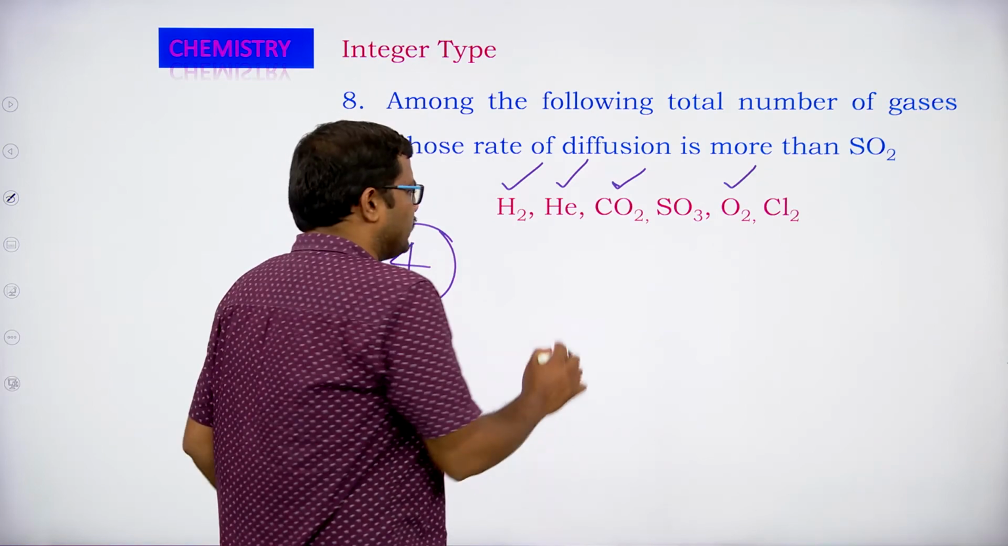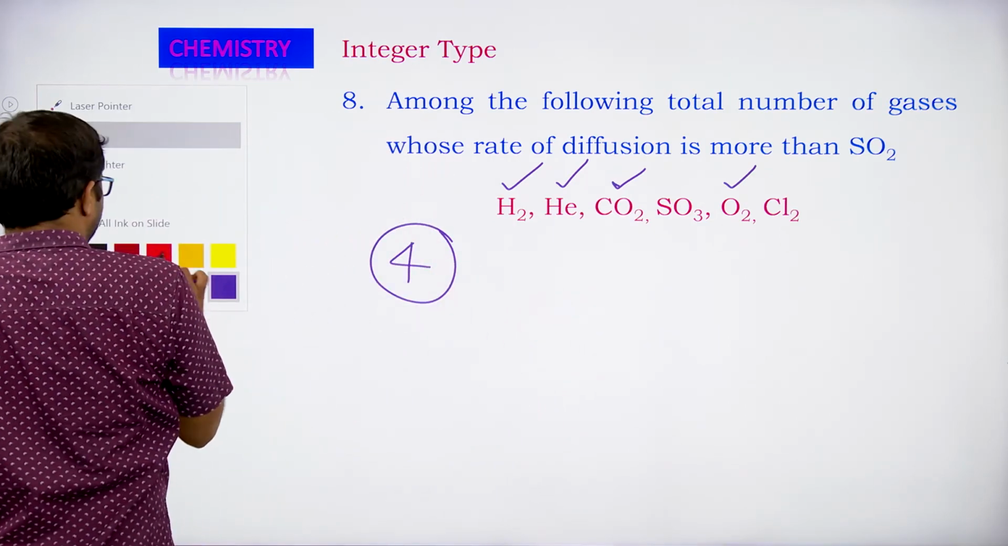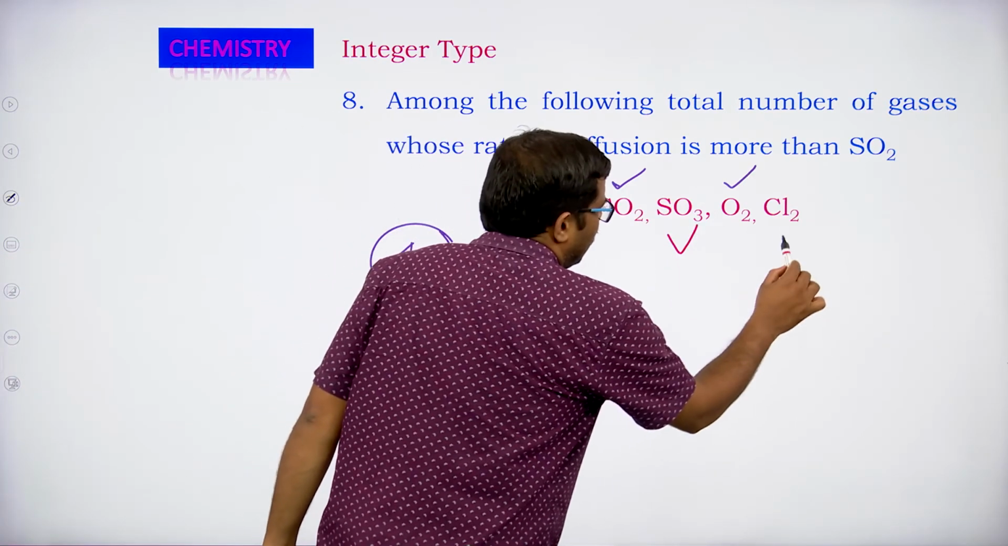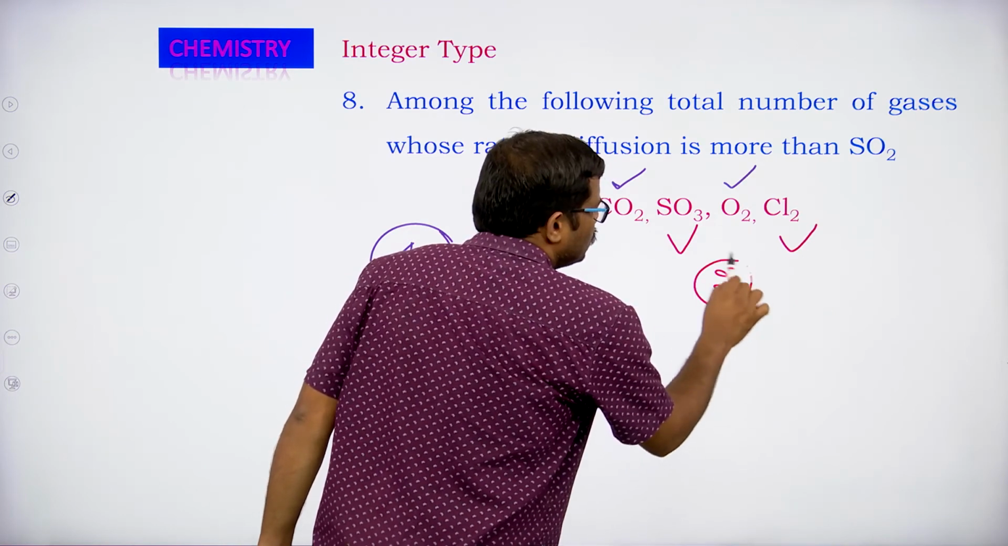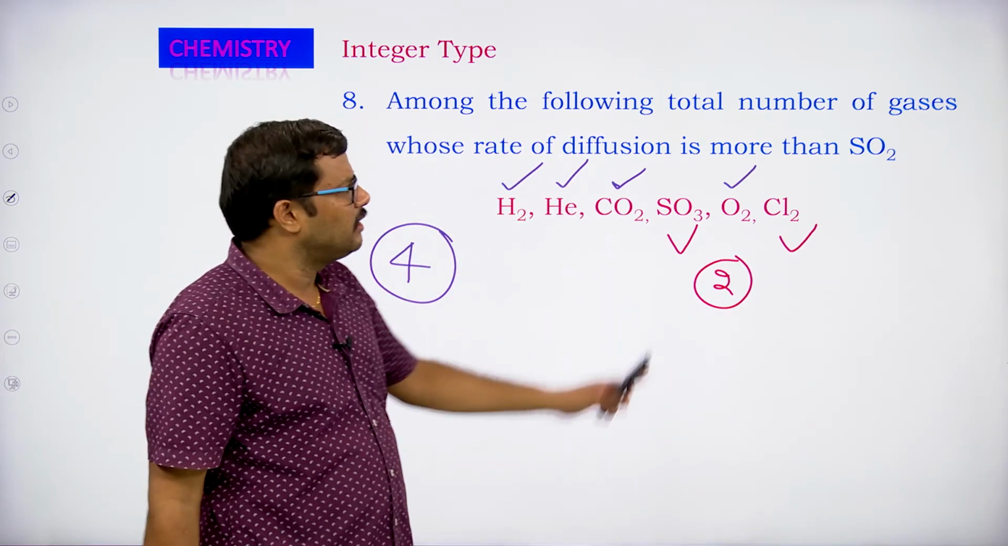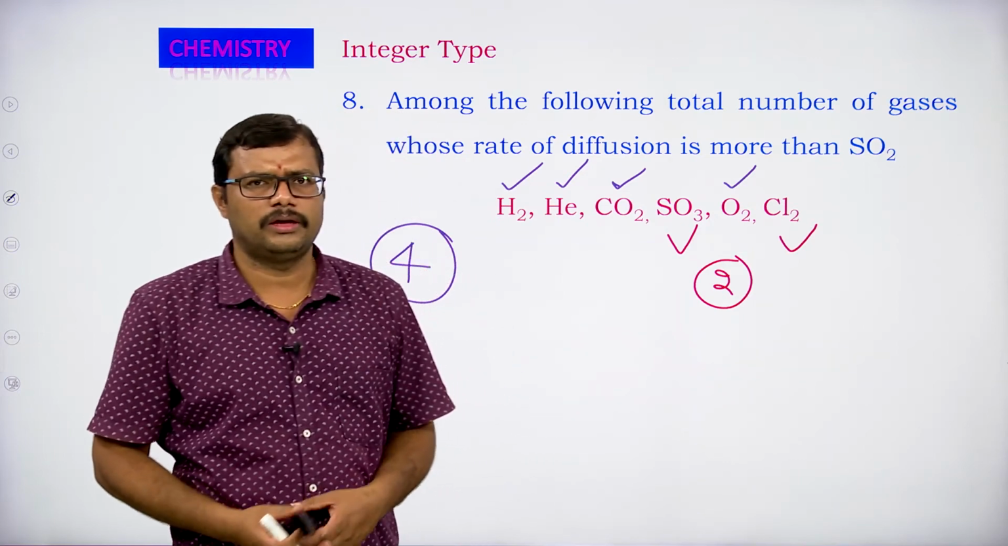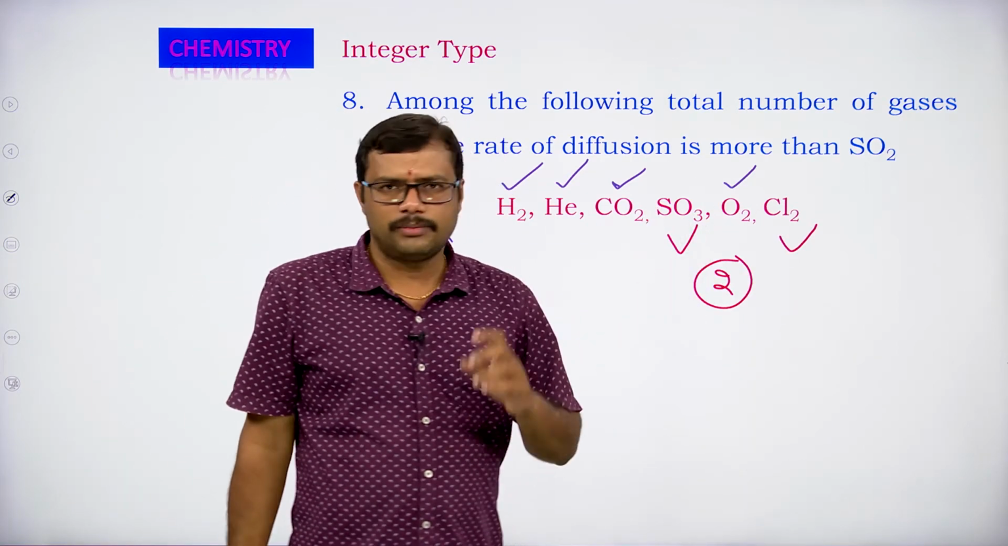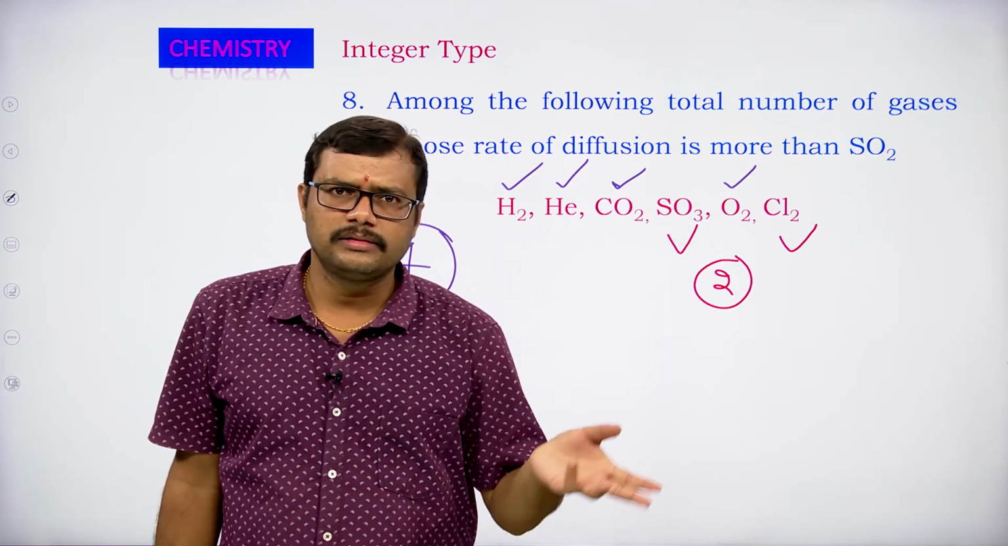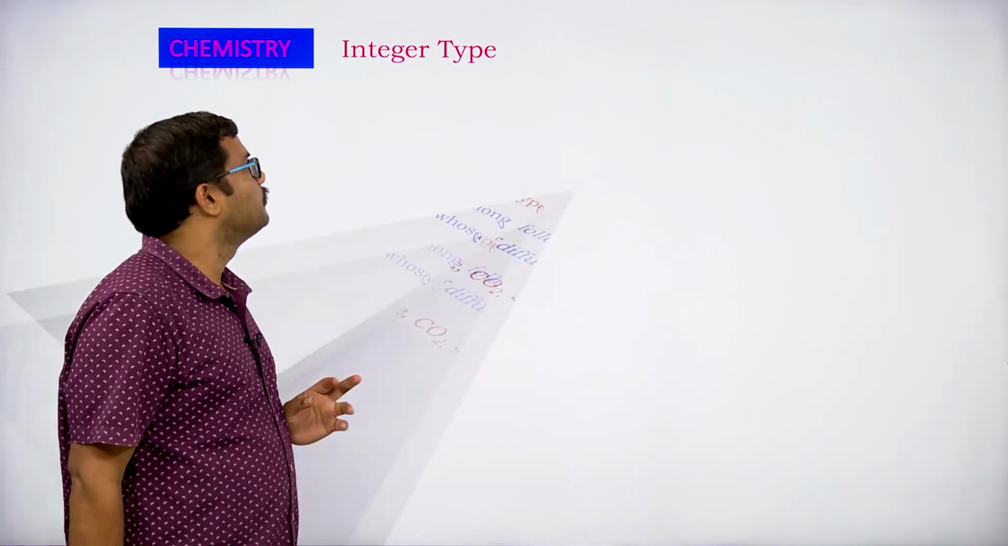And there are 2 gases. What are they? Sulfur trioxide and chlorine. So 2 gases whose rate of diffusion is less than sulfur dioxide. Okay. Because for these 2 gases, the molecular mass is more than sulfur dioxide.